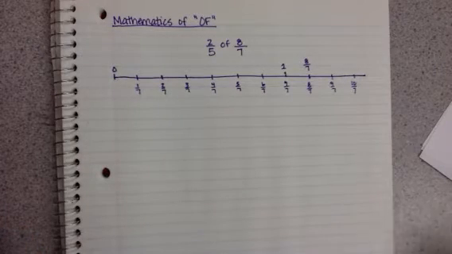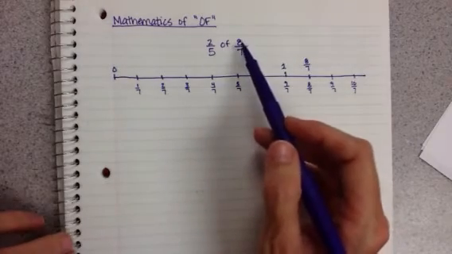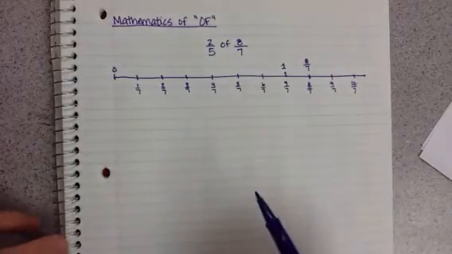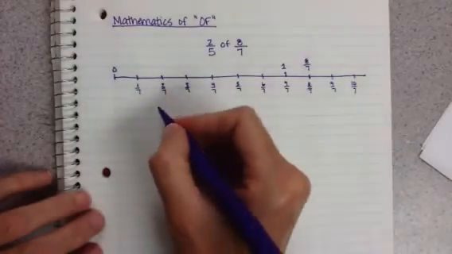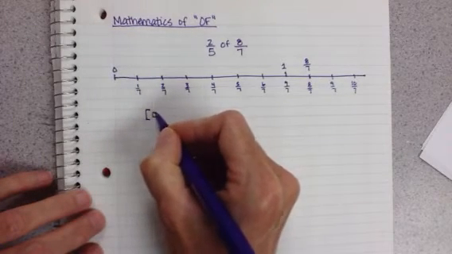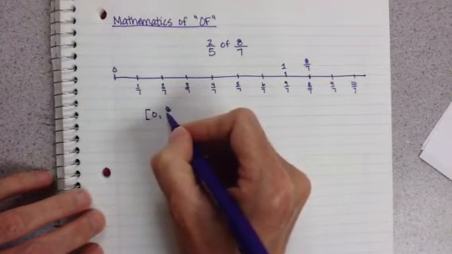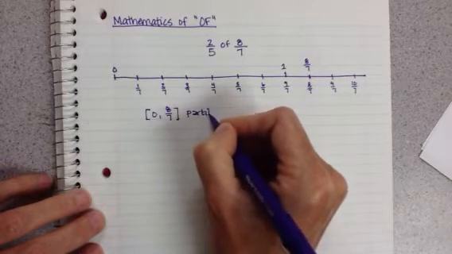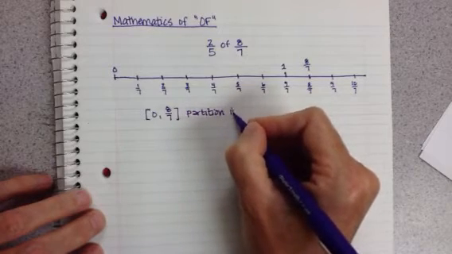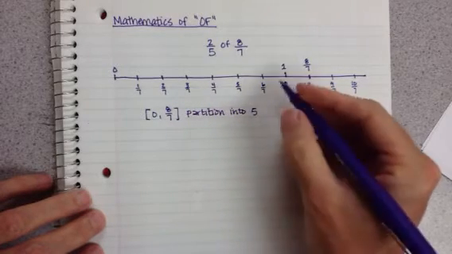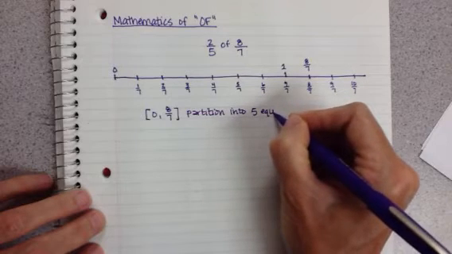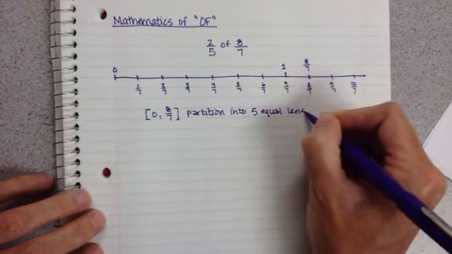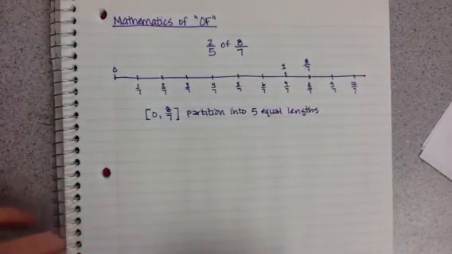So we have to take a look at our other theorem, which is the theorem of equivalent fractions, to force the numerator here to be divided by 5. So let's take a look at that. Remember, we have the length of 0 to 8/7, and we want to partition it into 5 equal lengths. But we can't do that.